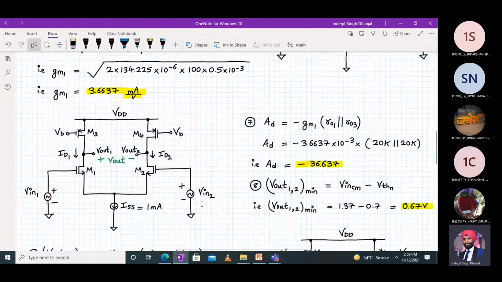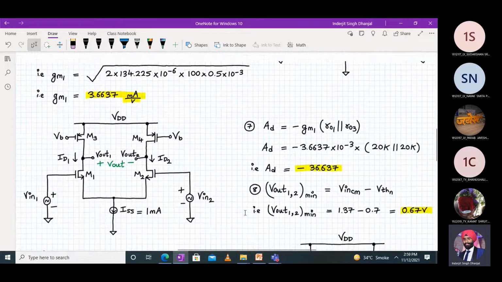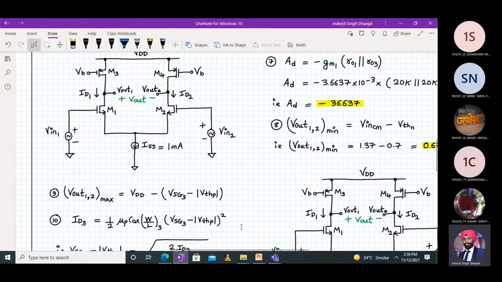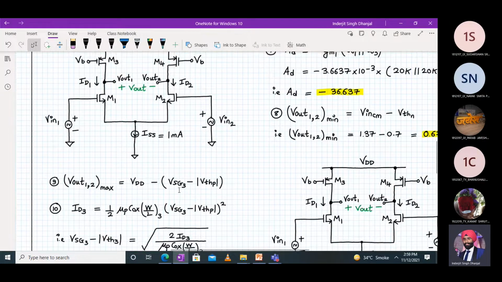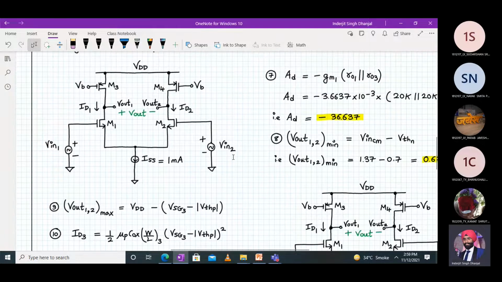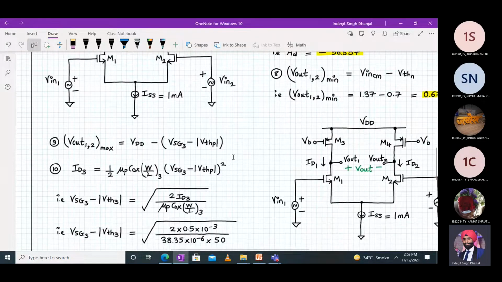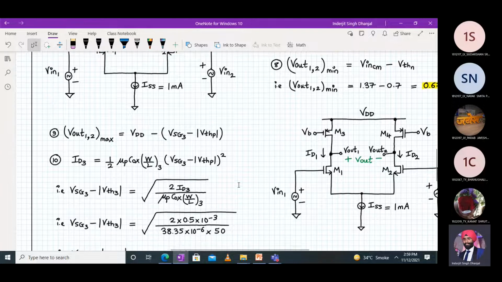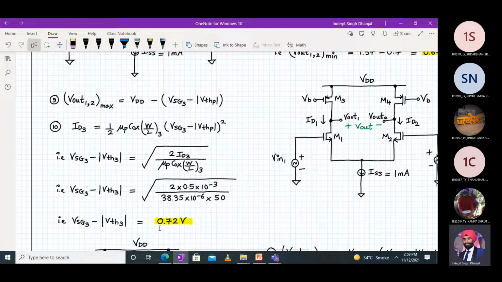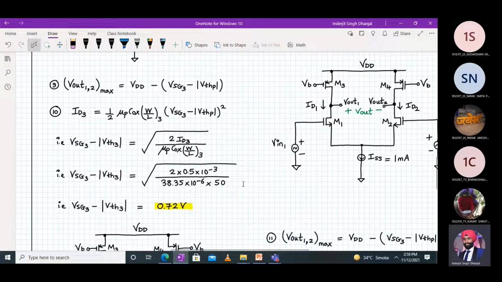And now they are asking us to find the V out minimum and V out maximum, the output peak to peak value. So V out minimum will be V in of CM minus VTHN, which will be 0.67. And V out max will be VDD minus VSG3 minus mod of VTP. We have solved this last time, correct? In lecture 32.3, I guess, right? So here we find VGS3 minus mod of VTP, which is the overdrive voltage for the PMOS transistor, which comes out to be 0.72. You can calculate it later and find out the answers. Right now, I am directly telling you the overdrive voltage is coming out to be 0.72.